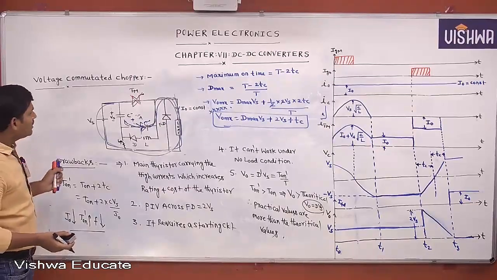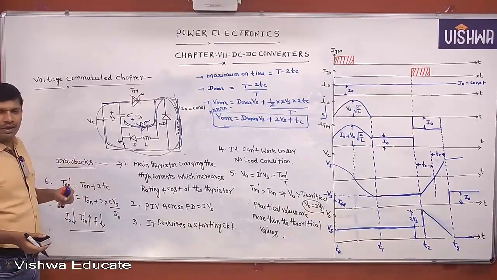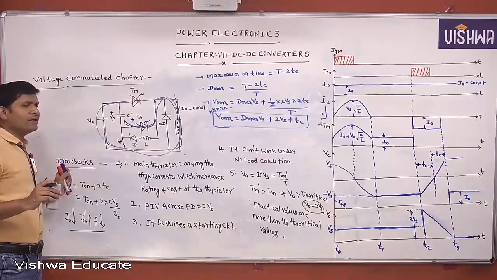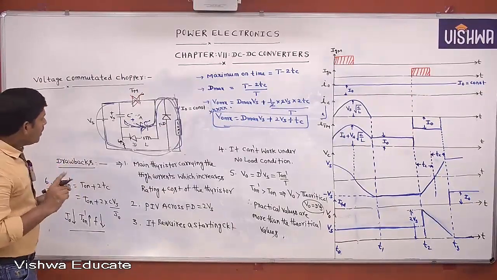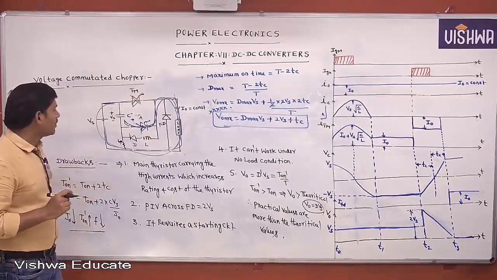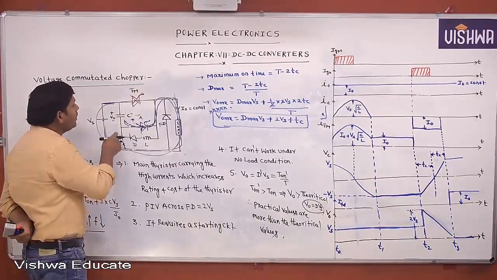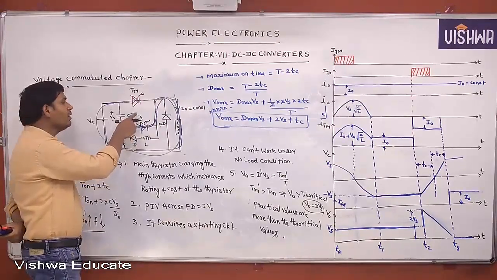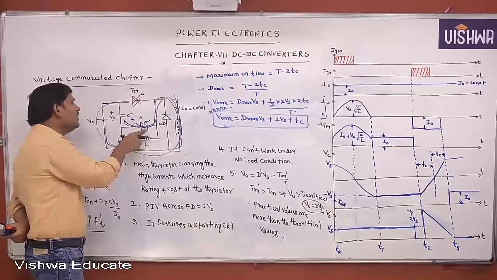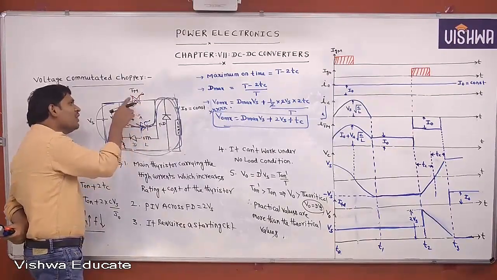These are all the drawbacks with respect to the voltage commutated chopper. But the only advantage of this chopper is that it is a simple chopper circuit. One more point to remember. For example, if this is minus, it is plus. Whenever the auxiliary thyristor turns on, the main thyristor must be turned off.